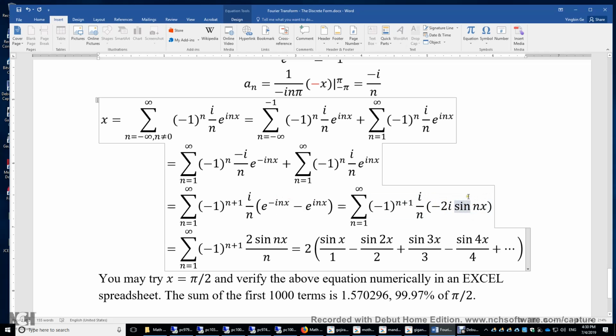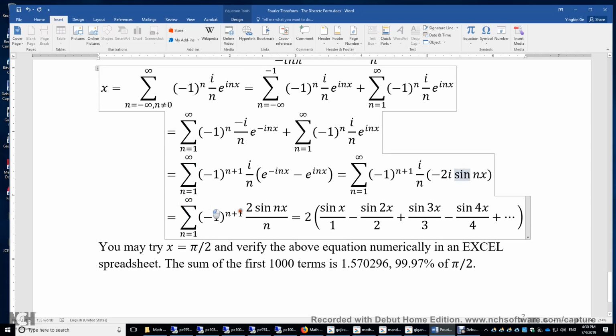and negative 2i times i is simply positive 2. So this is our simplified expression here, and if we expand it, it's just 2 times sine x over 1 minus sine 2x over 2 plus sine 3x over 3 minus sine 4x over 4 plus sine 5x over 5 minus sine 6x over 6, and so on.